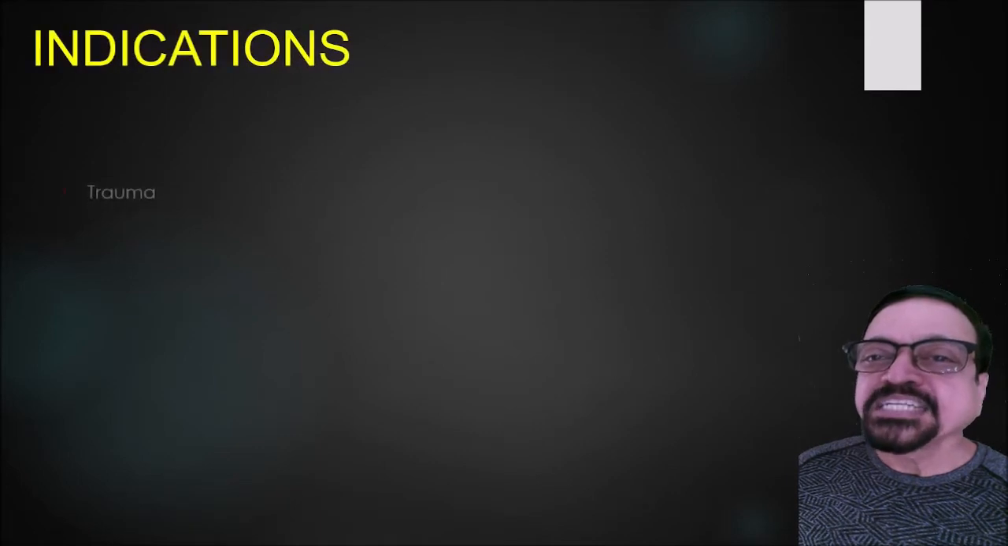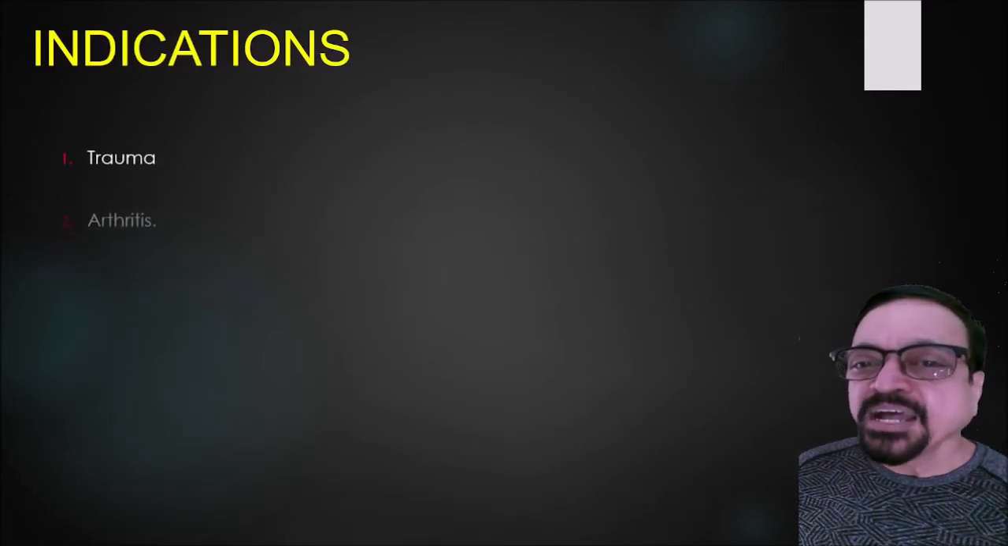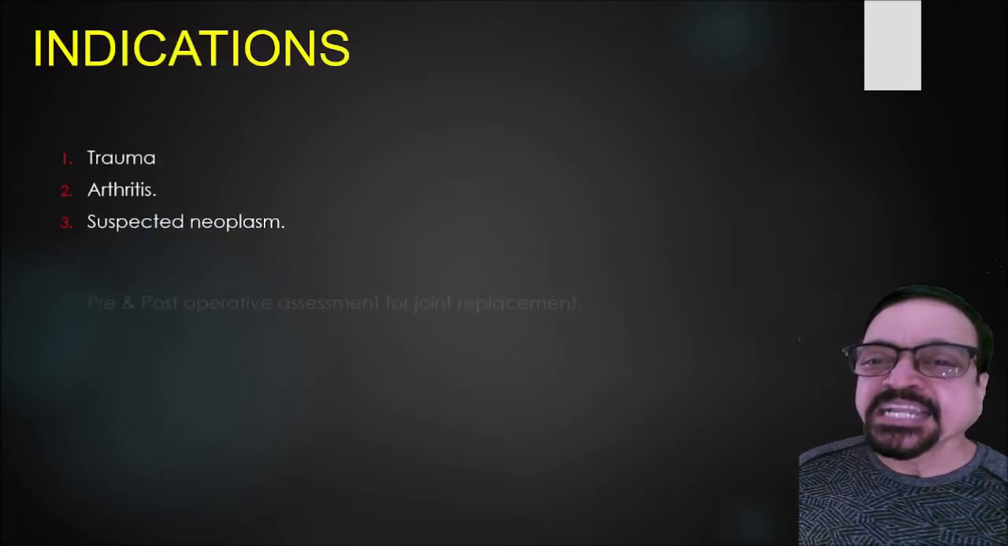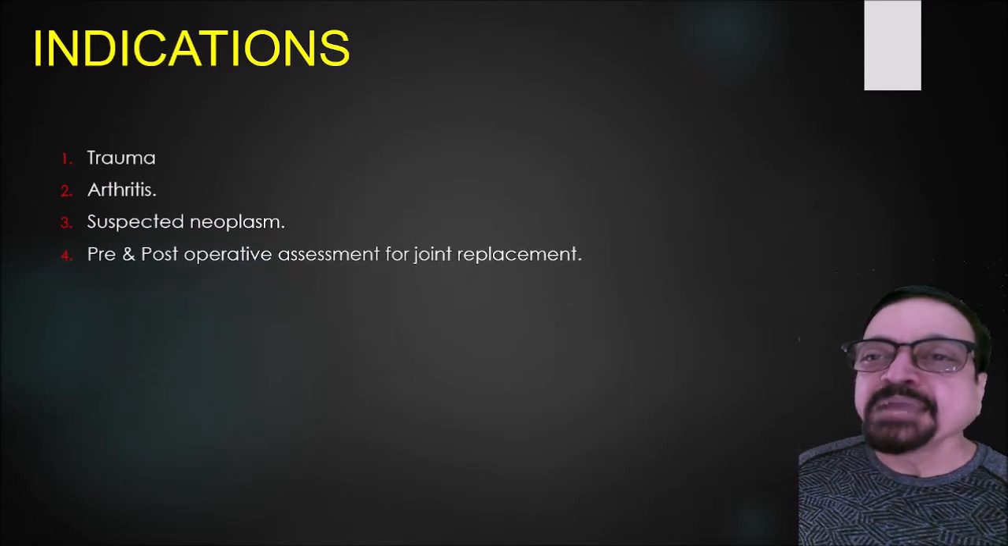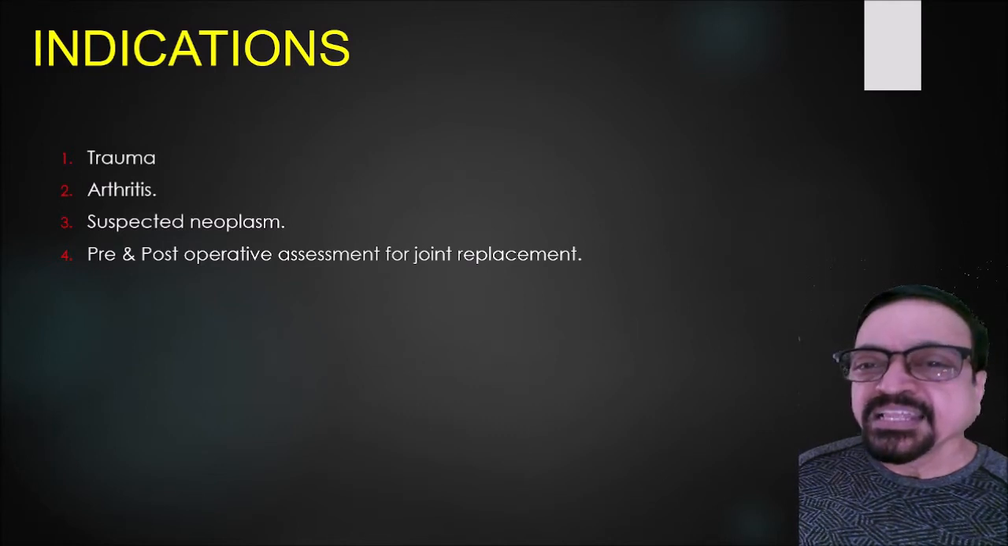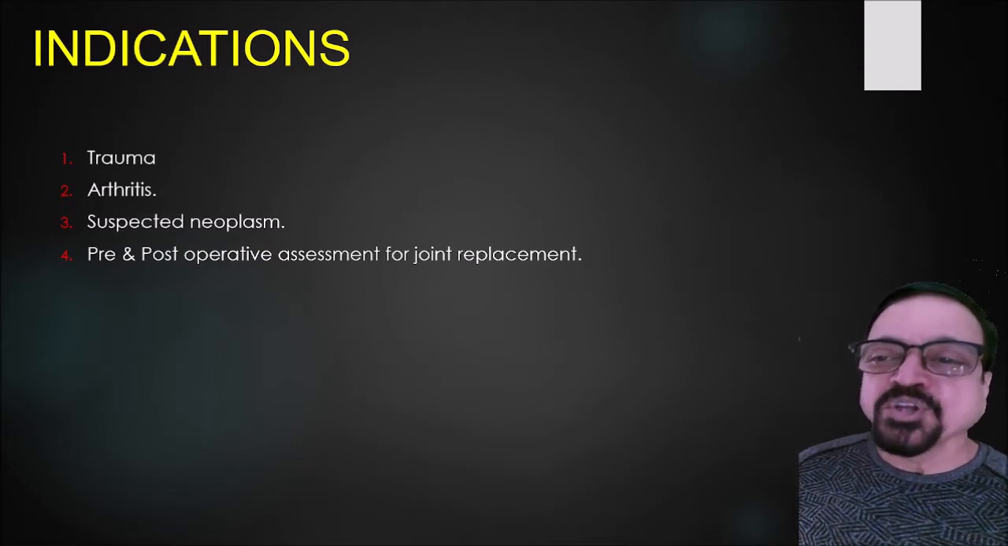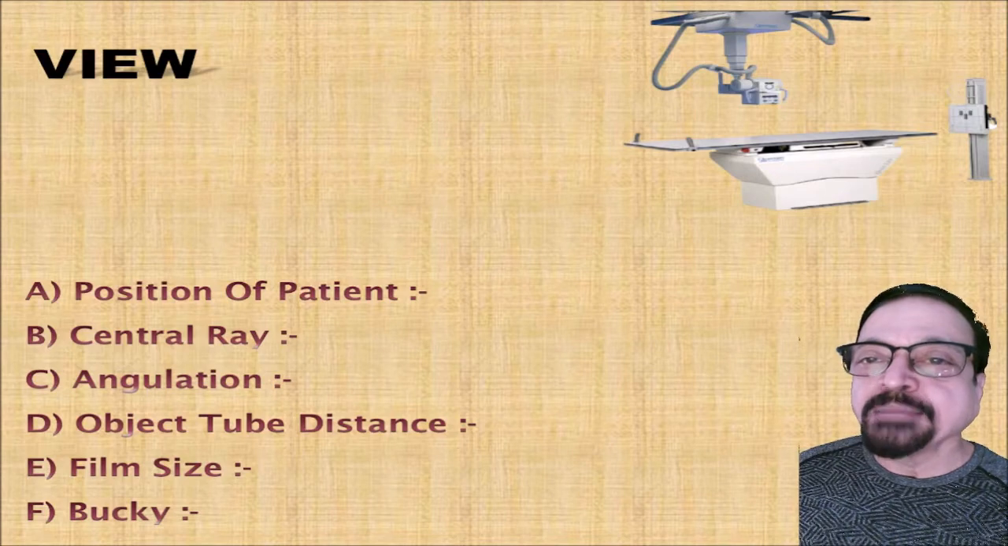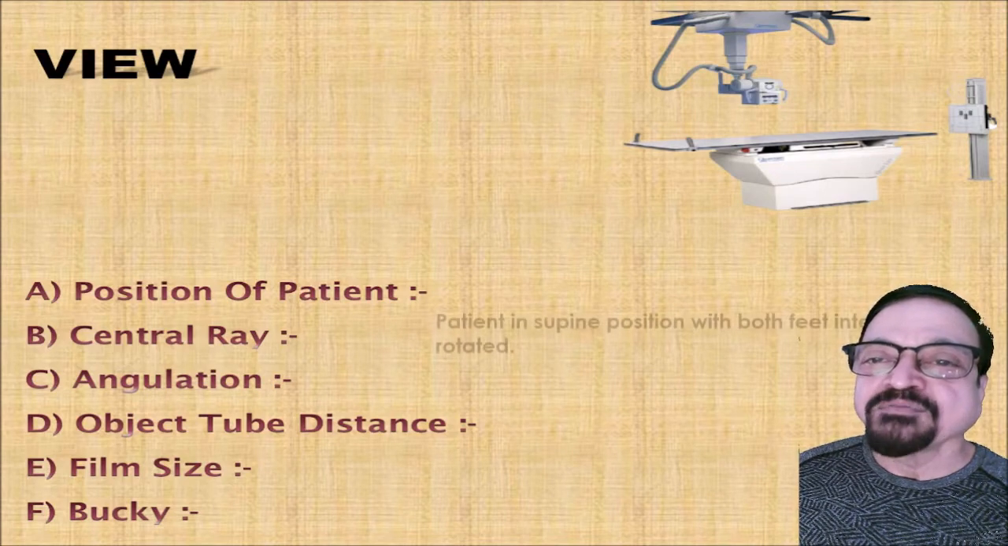Now what are the indications for pelvis with both hips? Trauma, arthritis, then suspected neoplasm, either primary or secondary spreading to the pelvis. The pelvis is a fairly common organ which gets metastatic spread from a lot of organs. Then pre and post operative assessment of joint replacement, particularly of the hip joint, and for that reason we have to take these radiographs.